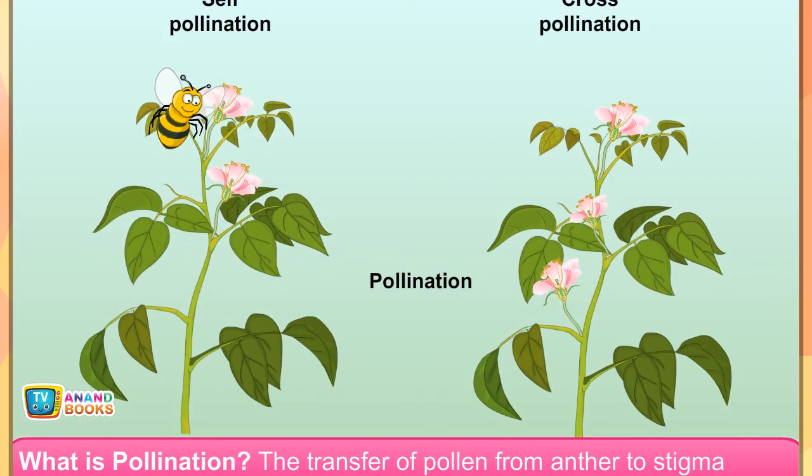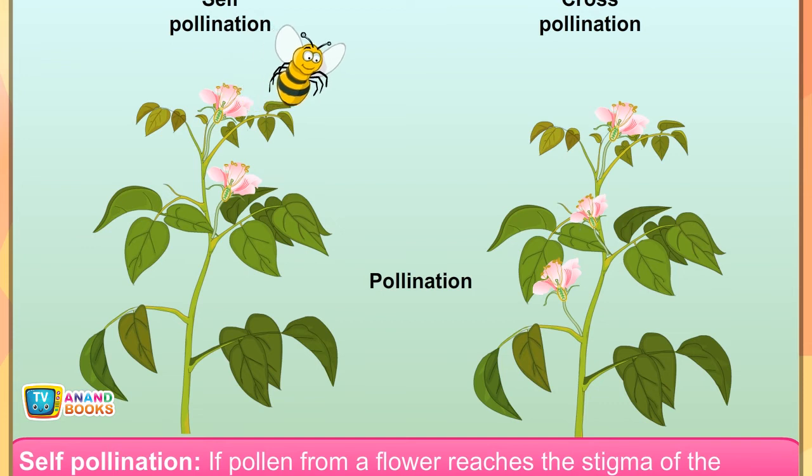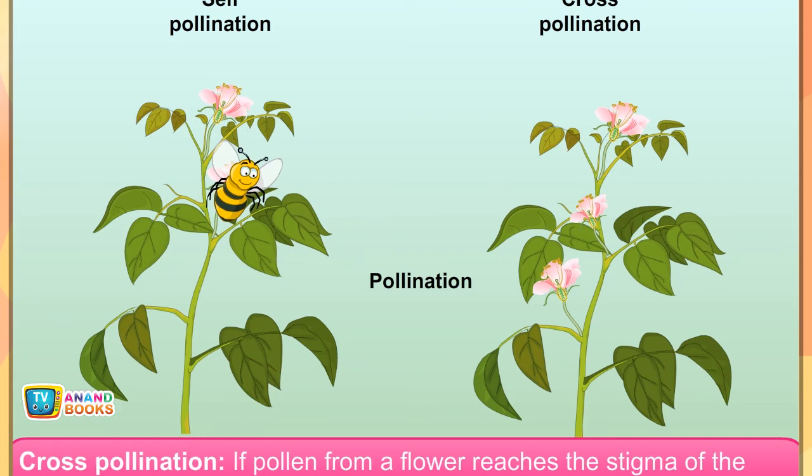What is pollination? The transfer of pollen from anther to stigma is called pollination. It may be self-pollination if pollen from a flower reaches the stigma of the same flower, or cross-pollination if pollen from a flower reaches the stigma of another flower. Pollination is done by birds, insects, bats or wind.